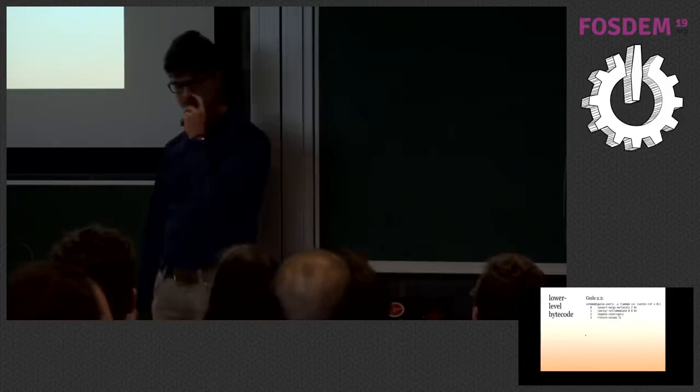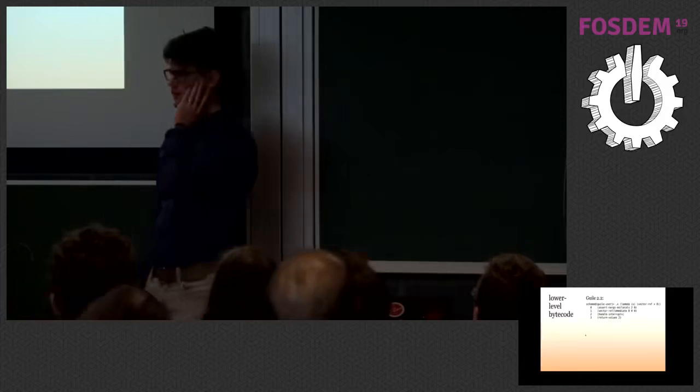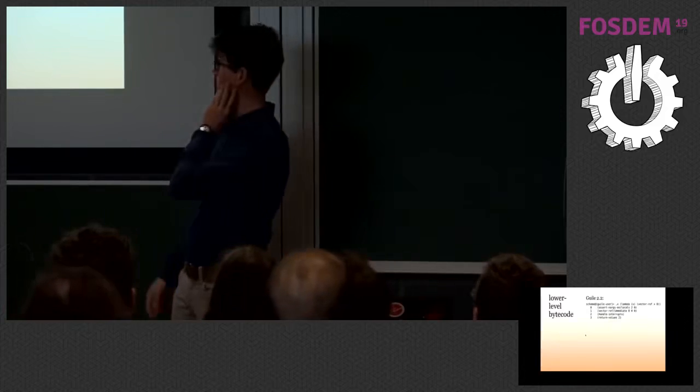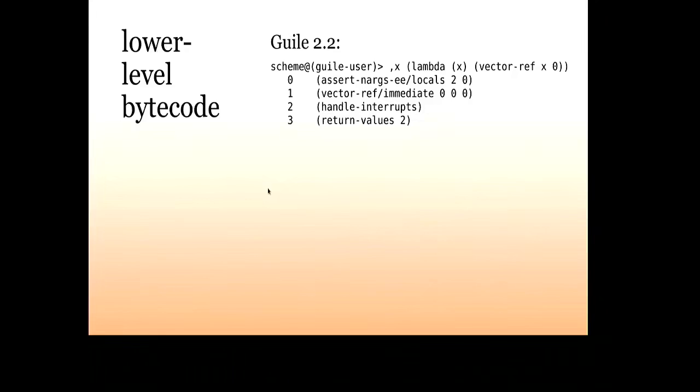So as an example, this is at the Guile REPL. I know it's a little bit hard to read. I think the height of it is going to be the salient fact, though. At the prompt above, I disassemble a function that just references the first element of a vector. And in Guile 2.2, we assert that we have the right number of arguments coming in. We do the vector ref. We handle any interrupts if needed, which is like the stack check in JS VMs, for example. And then we return the value, right?